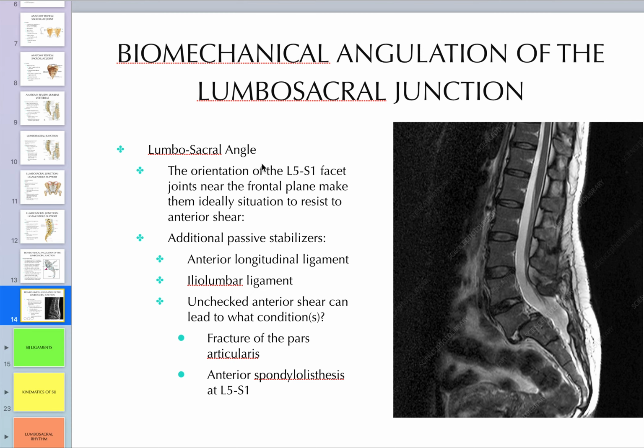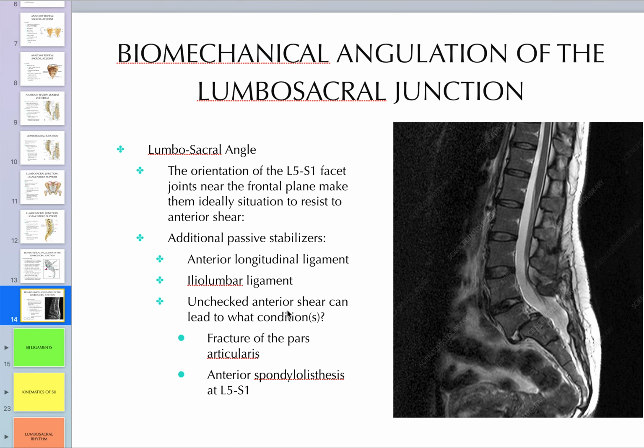So lumbosacral angle. The orientation of the L5 and S1 facet joints near the frontal plane makes them ideally situated to resist the anterior shear, right? Additional passive stabilizers would be the ALL, just like I mentioned a second ago, and the iliolumbar ligament.